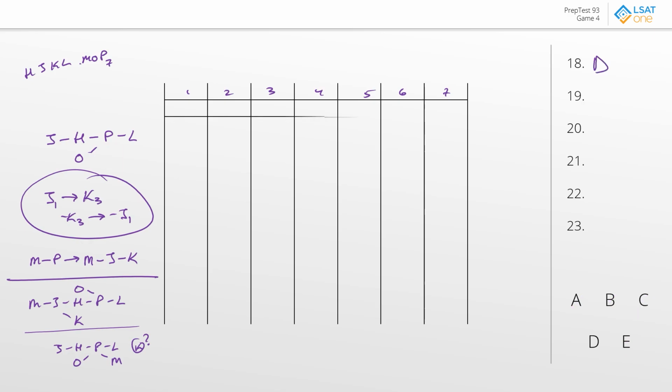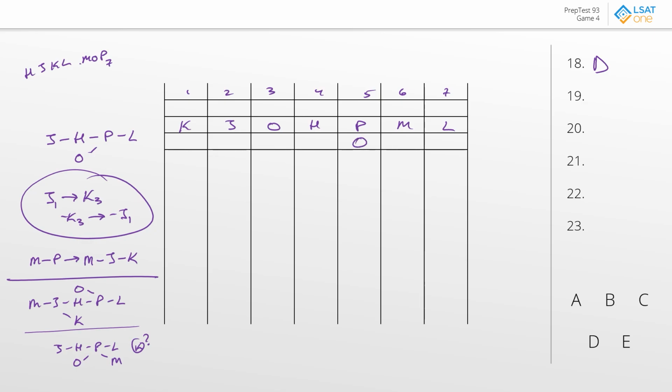As usual, let's plug that into the board. Answer choice D says we have KJO, and then we've got HPML. All right, so let's take a look. Let's find the local questions. Number 19: if O is fifth, which of the following? Well, let's figure that out first. If O is fifth, what does that tell us?